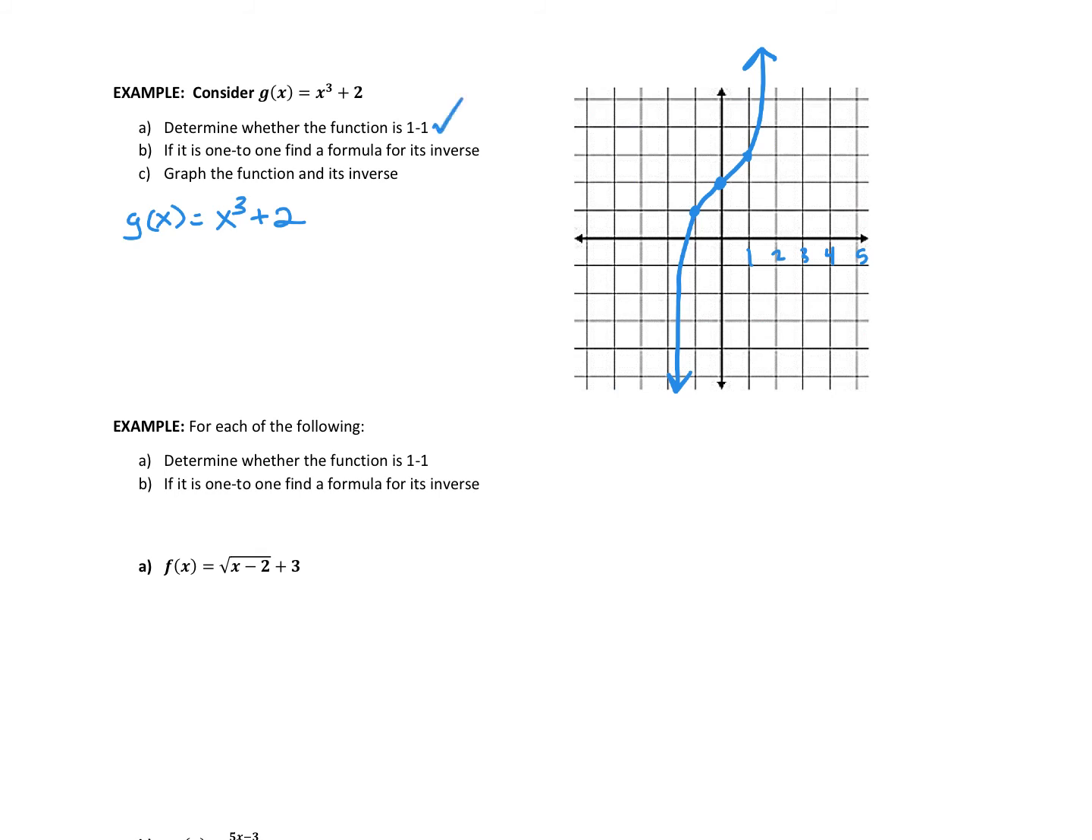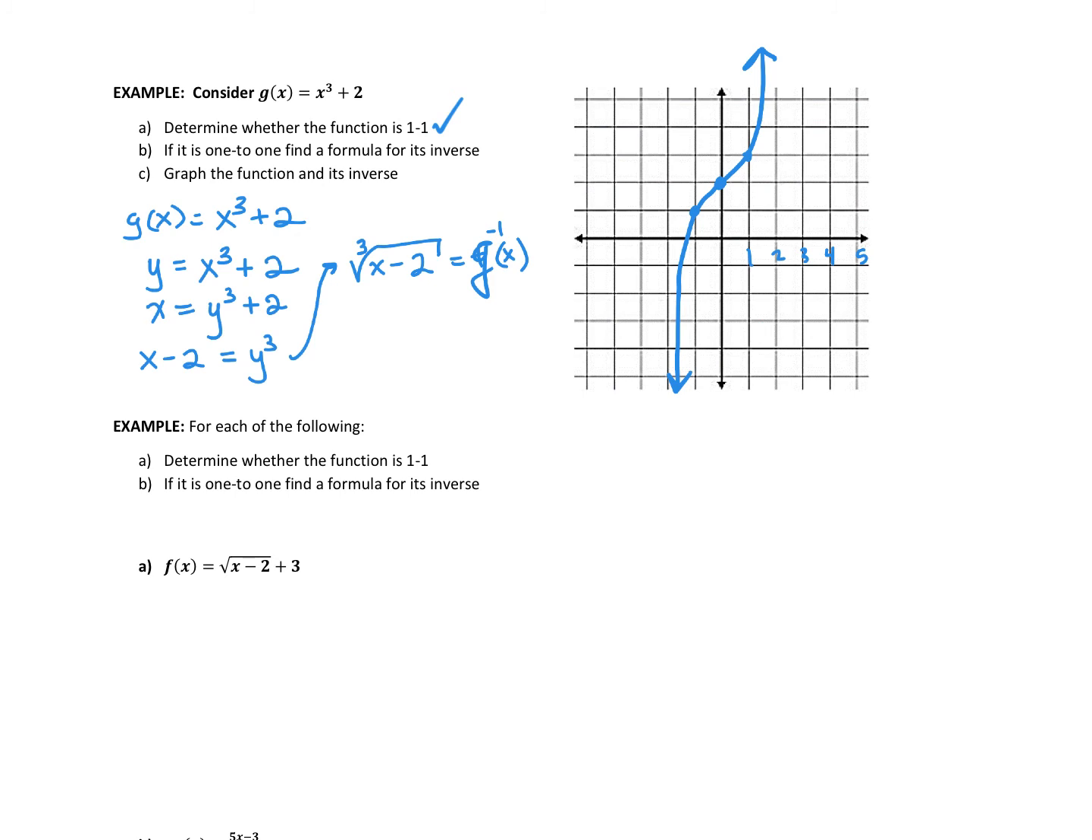Since it's one-to-one, we'd like to find a formula for its inverse. So we'll replace the f of x with y. Then I will switch the x and the y. And then I will begin to solve for y. So in this case, I will subtract 2. And then I will take the cube root of each side. And I will call it f inverse. Oh, excuse me, g inverse in this case.